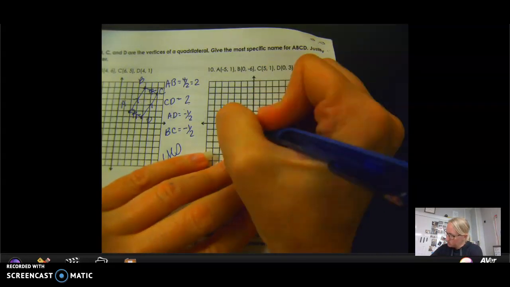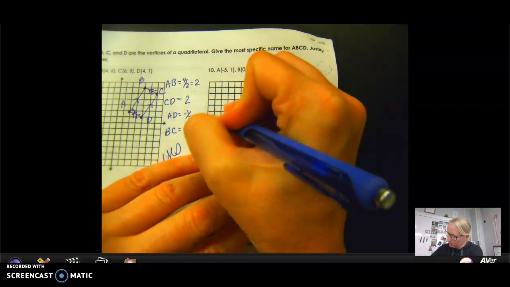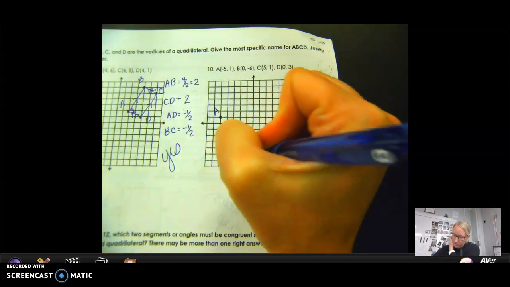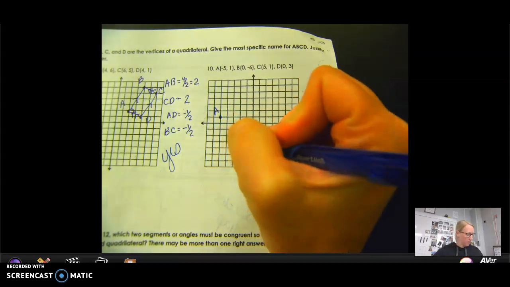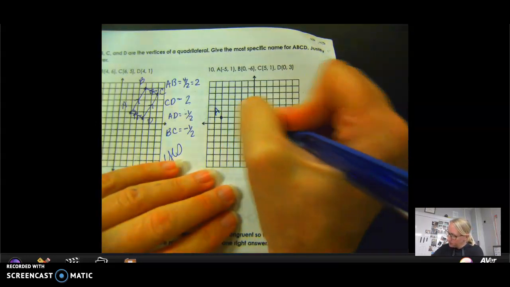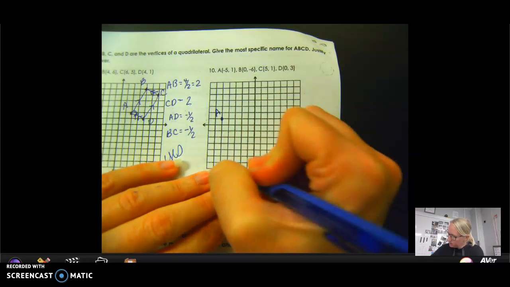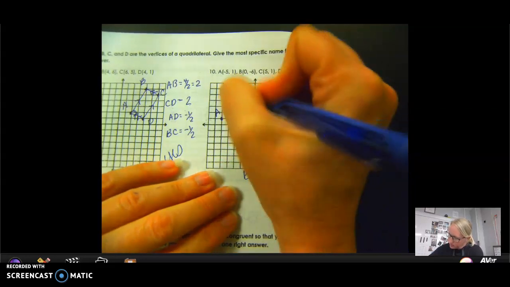Okay, last one of these graphing, 1, 2, 3, 4, 5, up 1, (0, negative 6), 2, 3, 4, 5, 6, and (5, 1), 2, 3, 4, 5, and 1, (0, 3), 1, 2, 3, D.